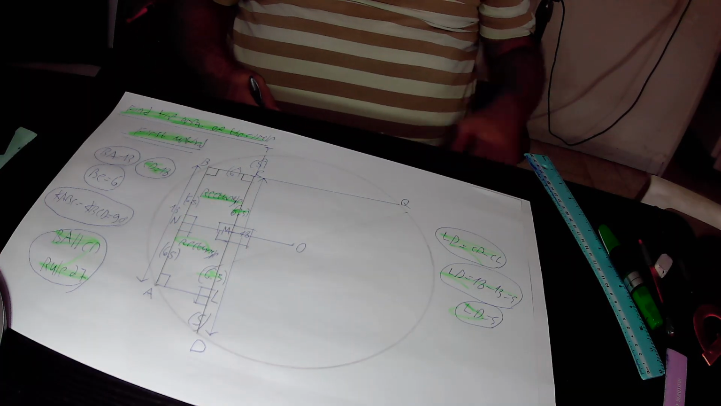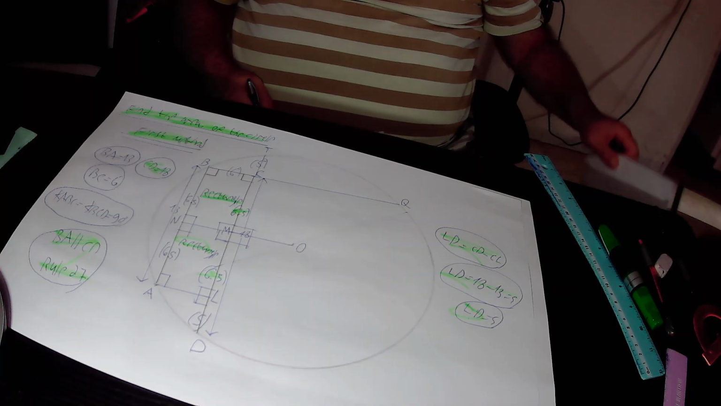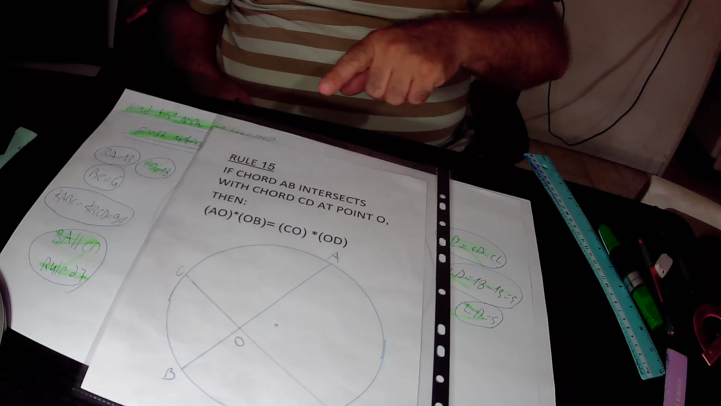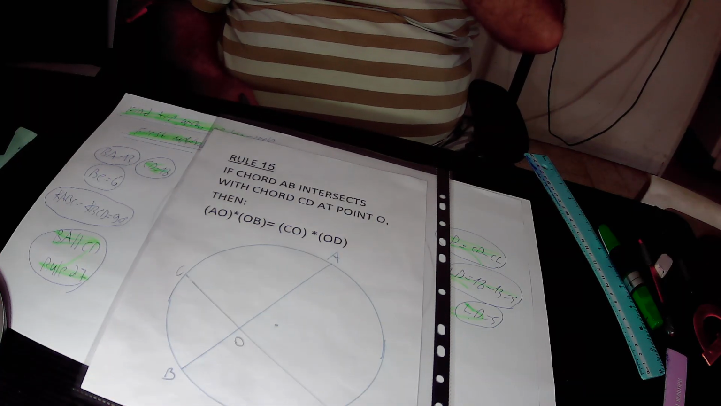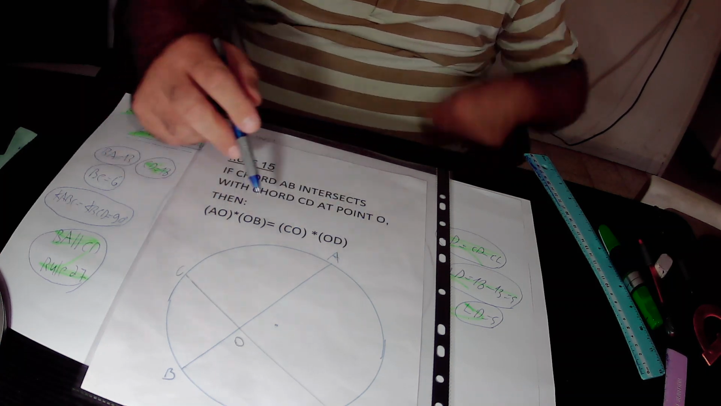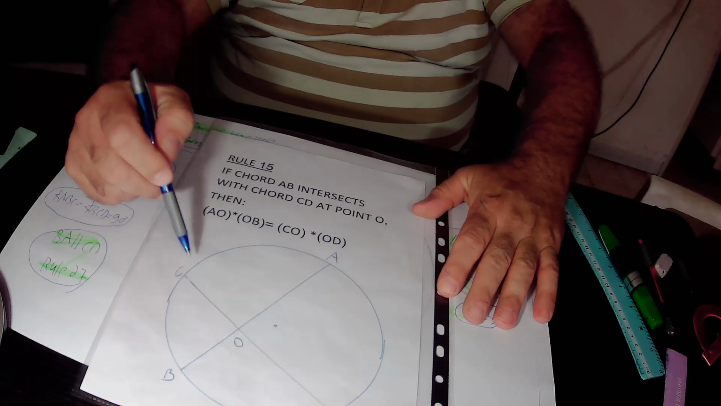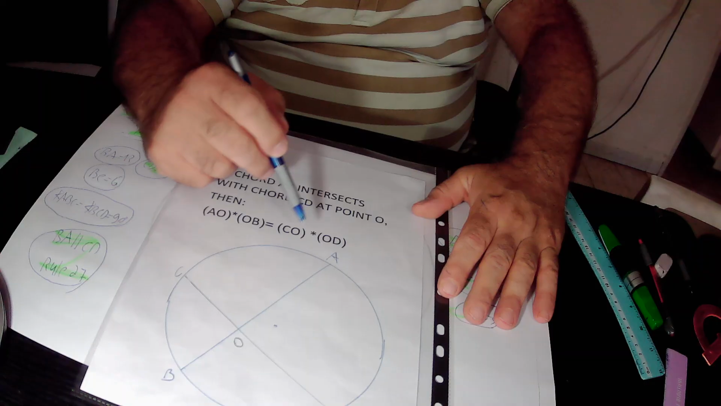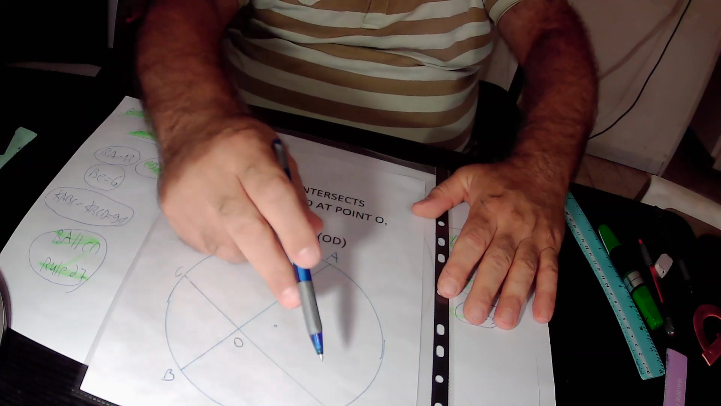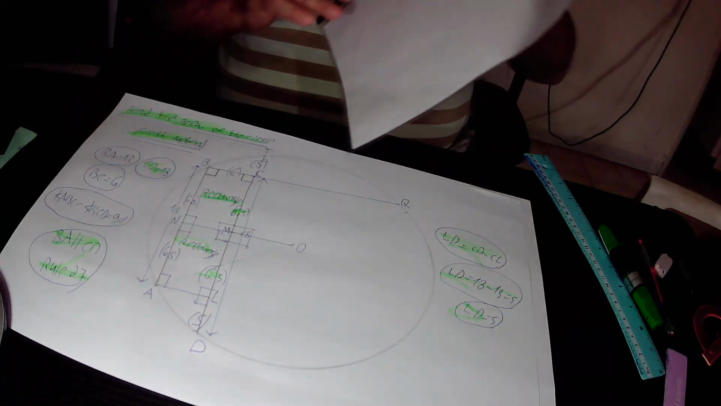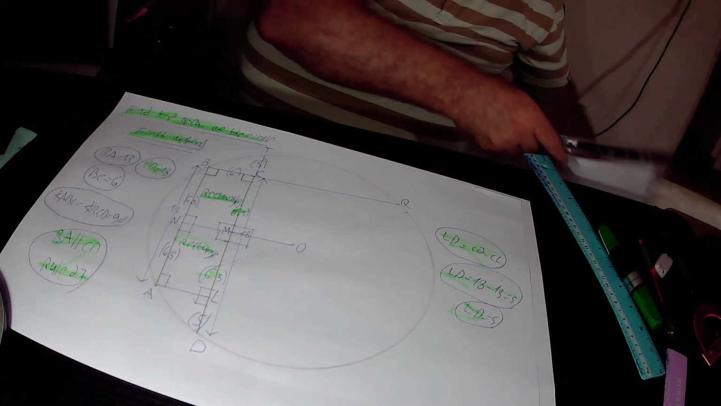So here we can implement rule 15. Let me repeat quickly rule 15. According to rule 15, if chord AB intersects with chord CD at point O, then the following equation is true: AO times OB equals CO times OD. In the diagram we have a circle. This is chord AB that intersects with chord CD at point O. So in this case the following equation is true: AO times OB equals CO times OD.